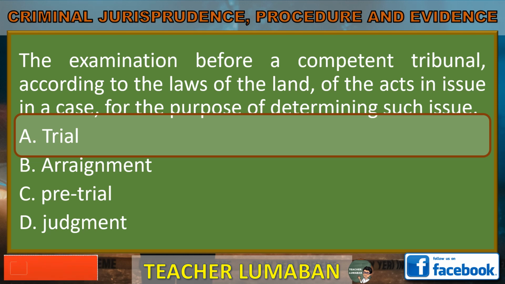An arraignment is a court hearing that takes place after a person has been arrested and charged with a crime. At the arraignment, the judge will read the charges against the defendant, and the defendant will enter a plea of guilty, not guilty, or no contest.